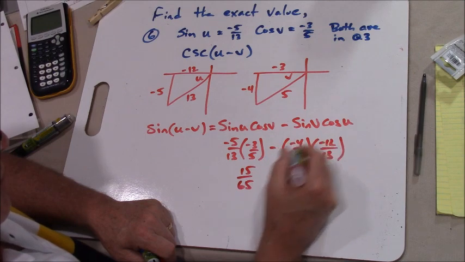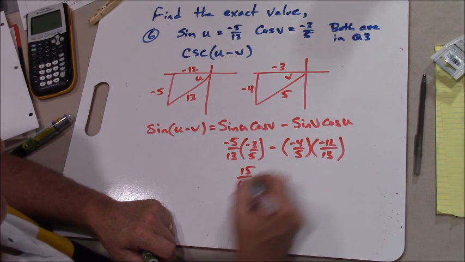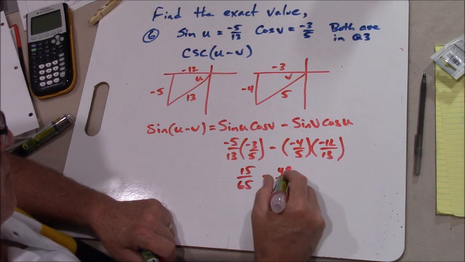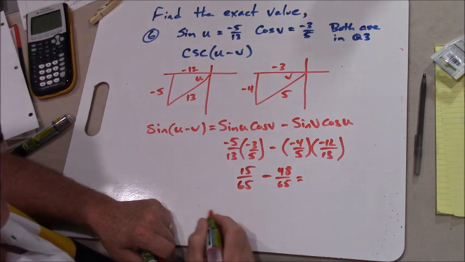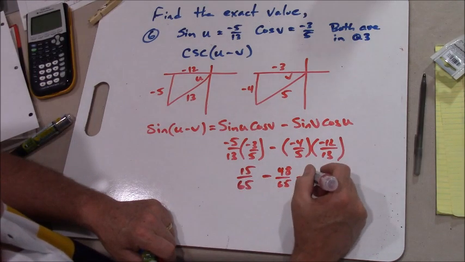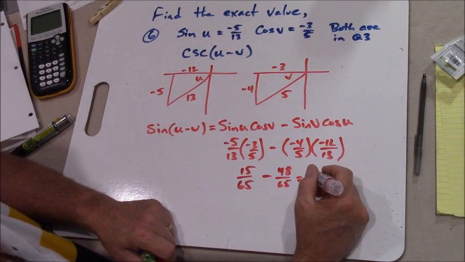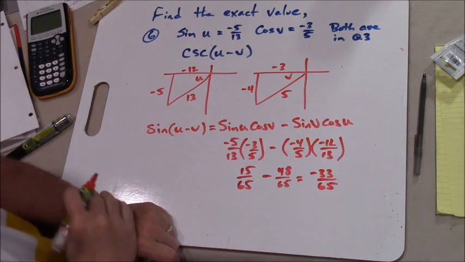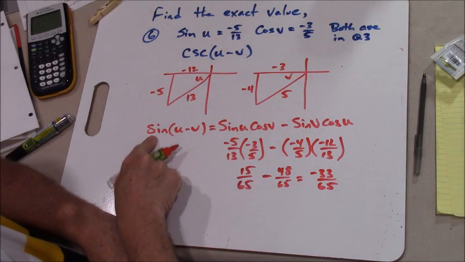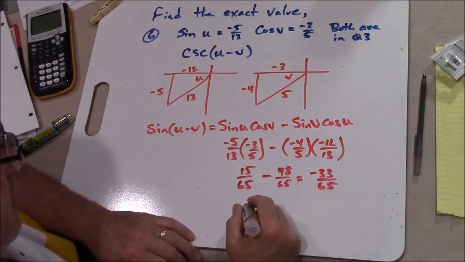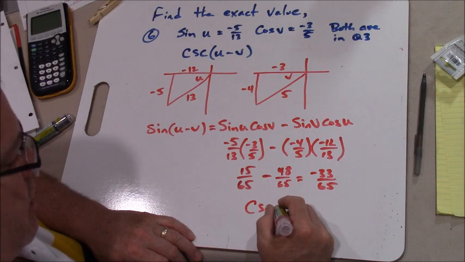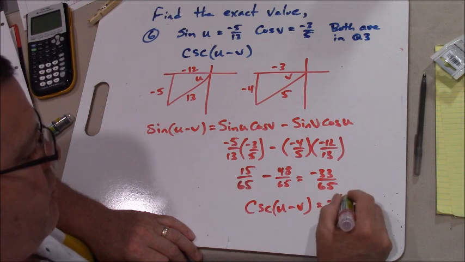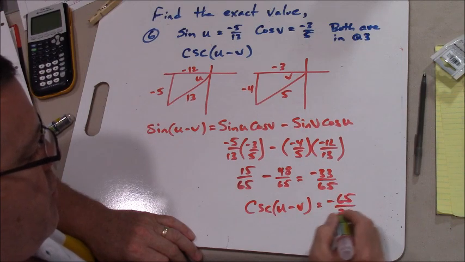Negative times a negative times a negative, that's 3 negative signs. And 4 times 12, that's going to be 48 over 65. And so 15 minus 48, that's going to be a negative 33 over 65. And remember, that's the sine. We want the cosecant, so I got to flip that over. So the cosecant of u minus v is going to equal a negative 65 over 33.